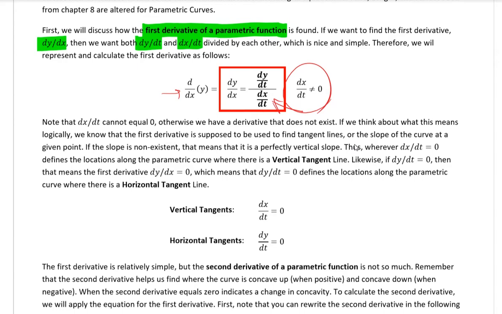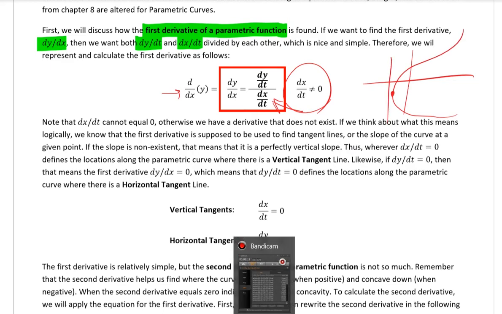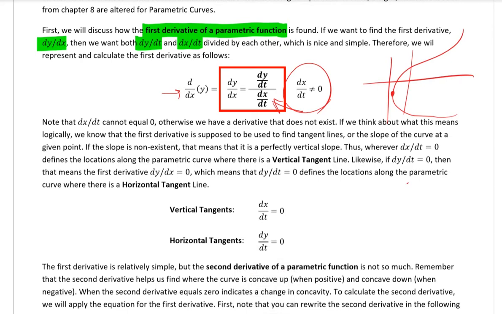What that actually means, then, if the denominator is 0, is that it defines a vertical tangent line, because that means the slope, which is what the first derivative is supposed to give, is non-existent. That only happens when you have a curve and a point where the slope is perfectly vertical. So, if dx/dt equals 0, that defines vertical tangent lines.